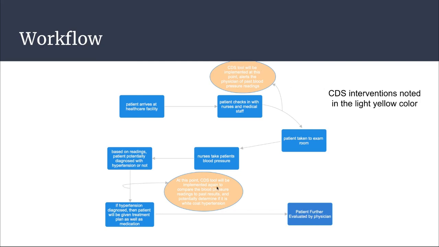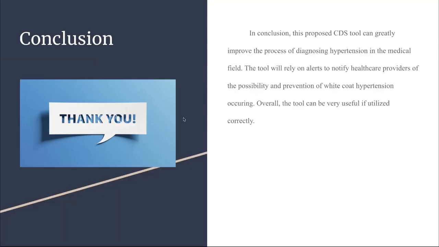Basically, these light yellow boxes are the interventions that are going to be taking place. There are only 2 interventions, and I feel like this will eliminate the possibility of alert fatigue occurring, and these are the most effective places to have an intervention.